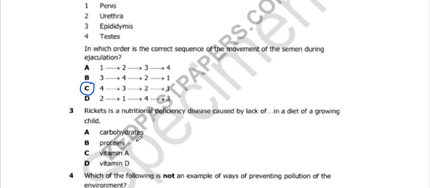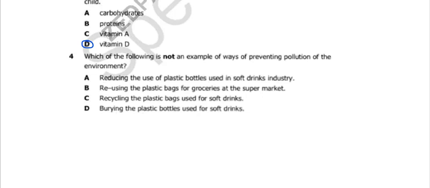What happens if you don't have vitamin A? You'd have what is known as night blindness. And when you don't have vitamin D, a child might suffer from rickets. So rickets is a nutritional deficiency disease caused by the lack of vitamin D. The answer there is D. We can move on to question number 4.